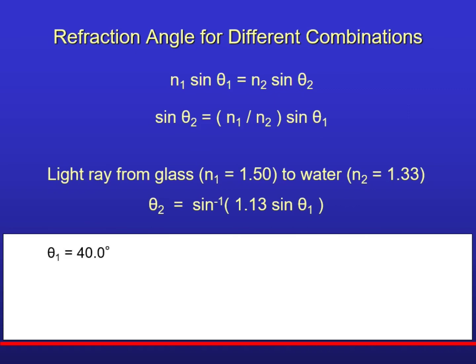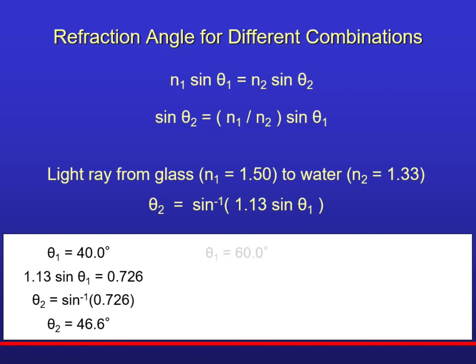Theta 1 equal to 40 degrees. What would the theta 2 angle be? If we calculate that 1.13 times sine theta 1, we find it's 0.726. So theta 2 is sine inverse of that number. Theta 2 would be 46.6 degrees. So you can go ahead and calculate this particular quantity, or just follow along with your calculator and you'll get the same number.